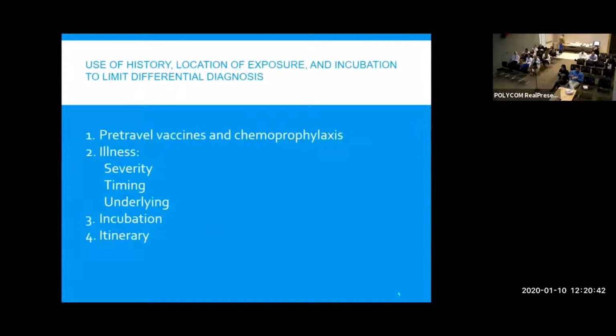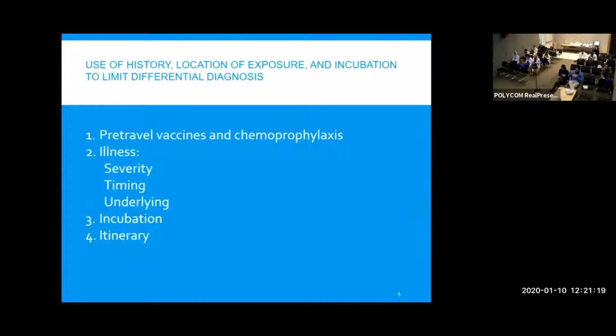So I'm going to talk a little bit about the use of history, location of exposure, and incubation period to limit the differential diagnosis. Because in a returning traveler, it's all about where did the patient come from, where was it, what is the exposure, and the timeline. That's why we're such sticklers to timeline in ID, because everything depends on this incubation period. So the first question to ask: are you one of the 40% that did seek pre-travel vaccines and chemoprophylaxis? That can obviously affect your differential diagnosis.